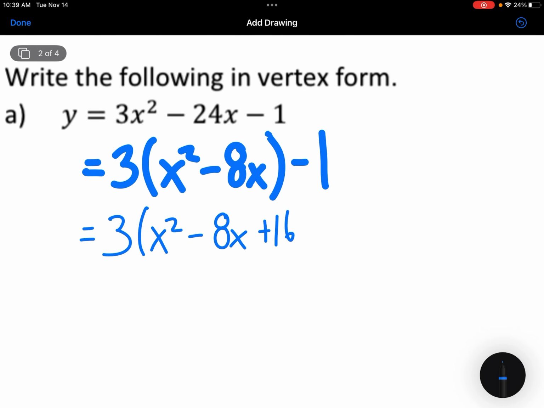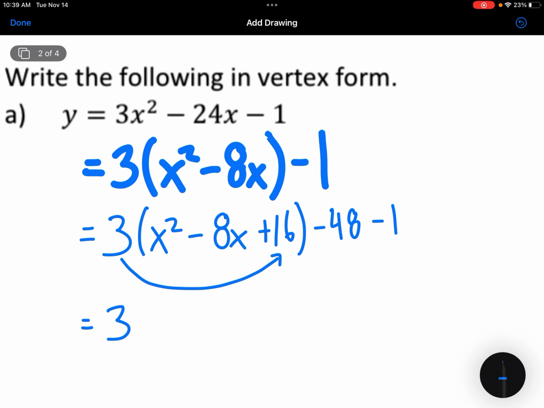Now I also need to subtract 16 because I can't just add 16 and not subtract it. So I'm going to have plus or minus 16. But really, I don't want that inside my perfect square trinomial. And also, I haven't just added 16. I've added 3 times 16. So 3 times 16 is going to give me 48. So I've actually added 48 to this equation. So we need to then subtract that 48 and then subtract 1 because that was in the original equation.